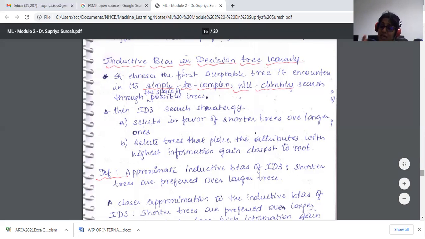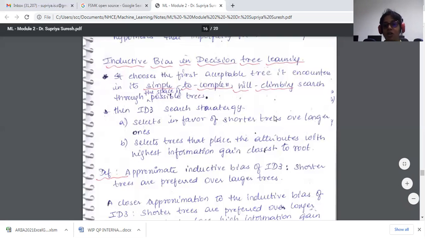When we construct a tree, there should be some preference it follows. How do we tell that the tree we have constructed is really good, or can be improved? How do we get to know that? There are certain criteria which we consider. One among them is that the ID3 search strategy selects in favor of shorter trees over longer trees. There's an R missing here, please do not mind that. It selects shorter trees rather than longer trees.